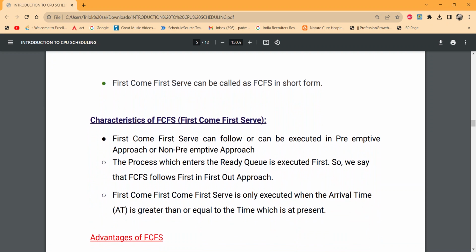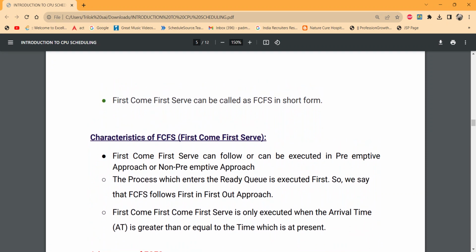What are the characteristics of this algorithm? First come first serve can be executed in a preemptive approach and a non-preemptive approach. You may have a doubt about what preemptive or non-preemptive approach is. We will go through these concepts in the upcoming videos. The process which enters the ready queue is executed first. So we say that FCFS follows the first in first out approach.